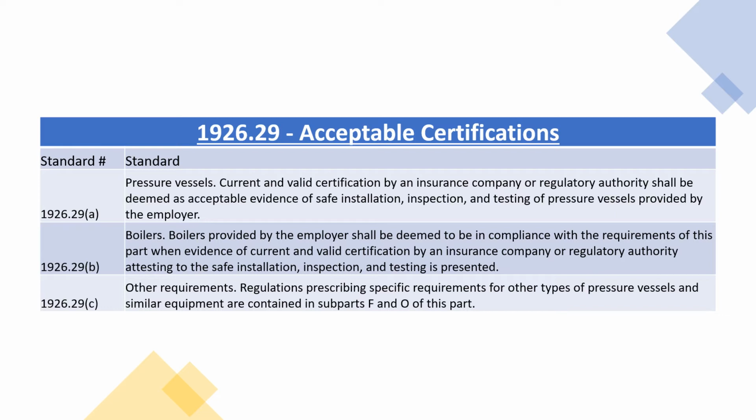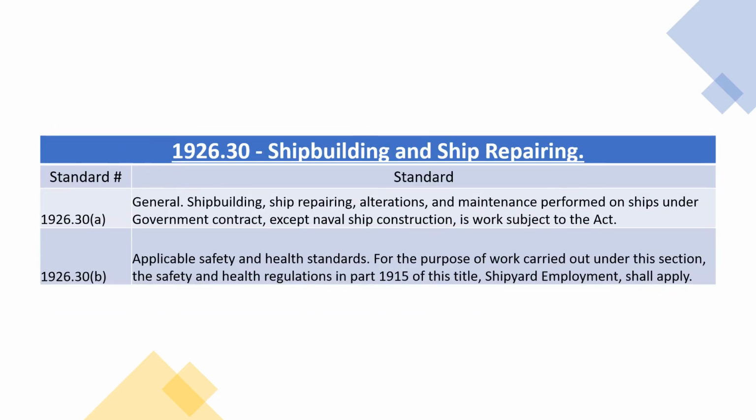(c) Other requirements. Regulations prescribing specific requirements for other types of pressure vessels and similar equipment are contained in subparts F and O of this part. 1926.30 Shipbuilding and ship repairing. (a) General. Shipbuilding, ship repairing, alterations, and maintenance performed on ships under government contract, except naval ship construction, is work subject to the Act. (b) Applicable safety and health standards. For the purpose of work carried out under this section, the safety and health regulations in Part 1915 of this title, Shipyard Employment, shall apply.